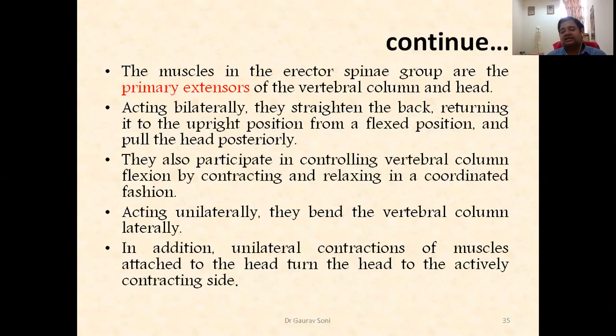So remember, the erector spinae group, the true muscles of the back, are intrinsic muscles and the largest group, and they control or strengthen the back muscles, returning into the upright position.